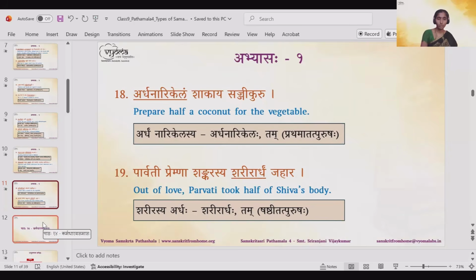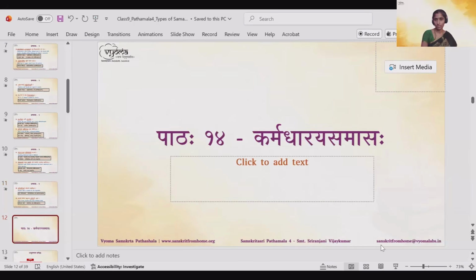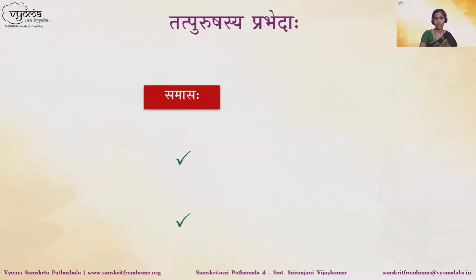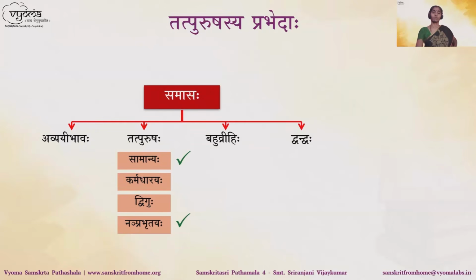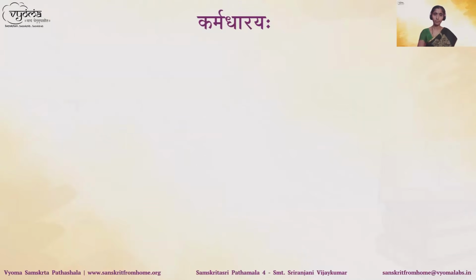Then we go on to the next type of Samasa, which is Karmadharaya. We have seen Samanya and Nai, so we will go to the third. From our side, it is the third category, Karmadharaya, because we have already seen the two: Samanya Tatpurusha and Nai Tatpurusha prabheda.